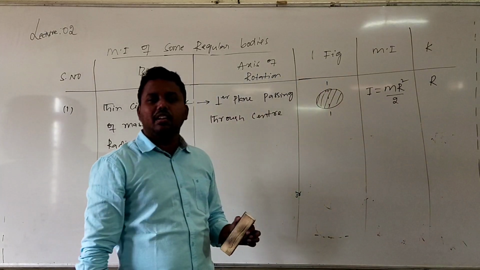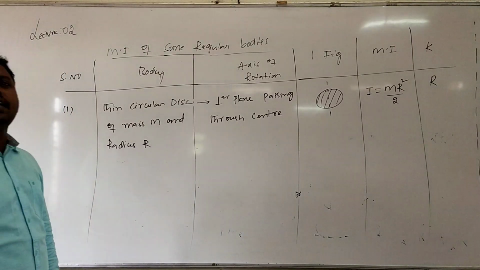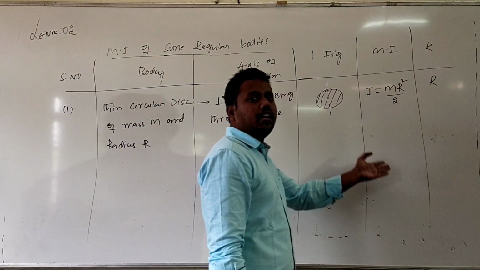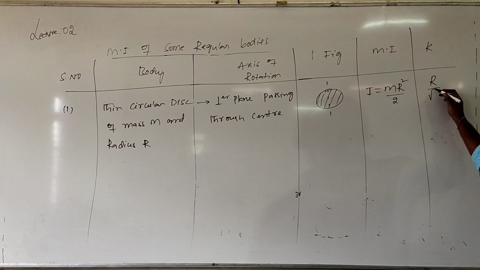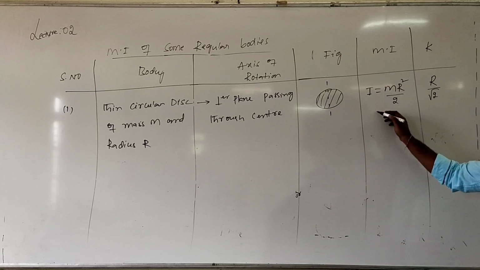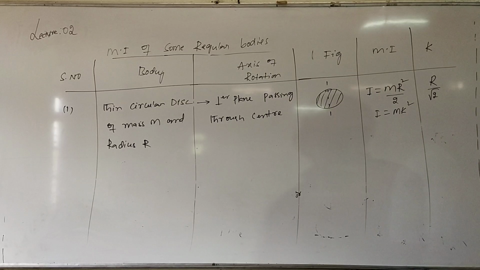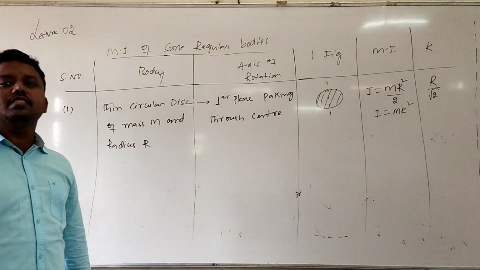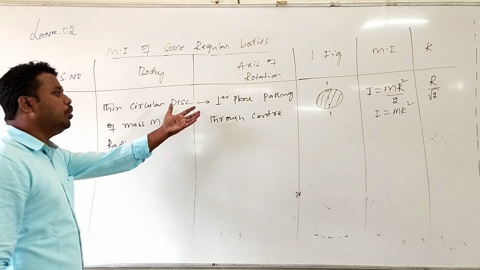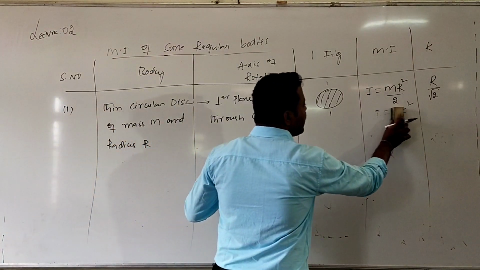Remembering is also very easy. If you remember the moment of inertia of a circular ring, the circular disc's moment of inertia will be half of the value of the circular ring, mr square by 2. What is the radius of gyration? R by root 2. Once again, to calculate the radius of gyration, the given equation should be compared with I is equal to m into k square. So the k value is R divided by root 2. If you want to calculate about any axis, it can be calculated just like we did for the circular ring.